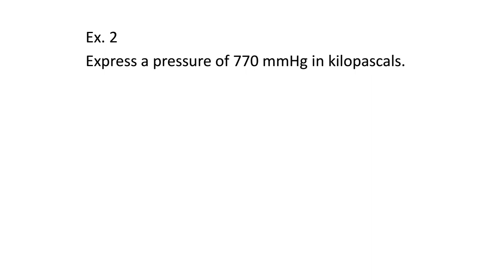Okay, so we're going to express a pressure of 770 millimeters of mercury in kilopascals. So the first thing we need to do is find our conversion factor. So we're looking at millimeters of mercury and kilopascals. So we find that 760 millimeters of mercury is equal to 101.3 kilopascals. And that's what we're going to use in our picket fence. So we're going to take 770 millimeters of mercury.